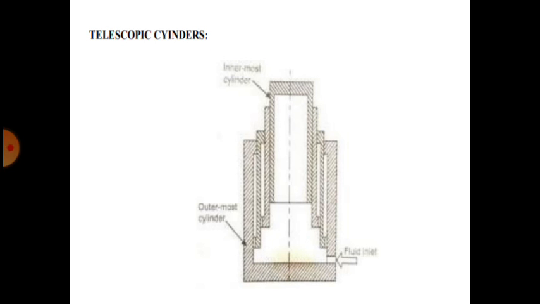Telescopic cylinder. It has multiple cylinders that are mounted concentrically one within the other. The design is such that the innermost, that is the smallest cylinder, extends first, while the next cylinder extends after completion of the full stroke of the first cylinder. Thus, each cylinder extends in stages one after another. Each stage of the cylinder has a sleeve that fits into the previous stage of the cylinder. The total stroke length achieved will be the sum of the strokes of all the stages.